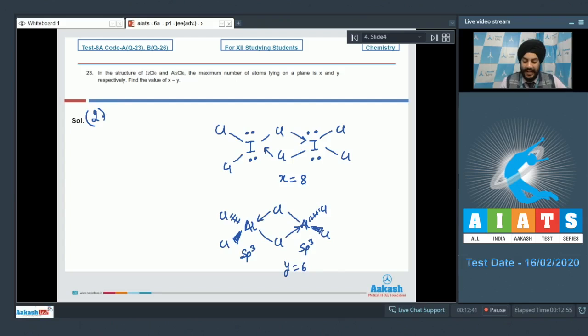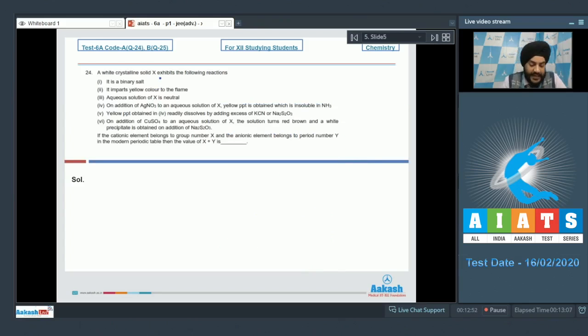Let us look at the next question now. Question number 24. A white crystalline solid X exhibits the following reaction. It is a binary salt. The second information given to us is that it imparts yellow color to the flame. So students, we have a very strong hint that the cation present in the binary salt is sodium. Sodium ions impart yellow color to the flame.